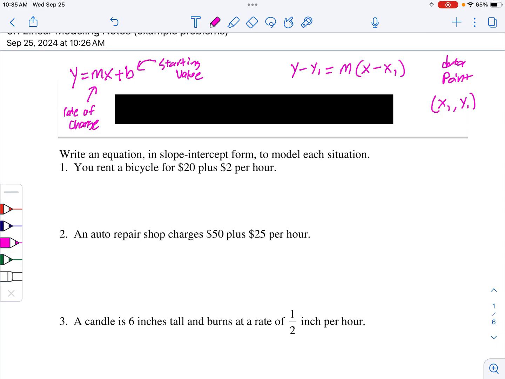Well, this would be a good example of using y equals mx plus b. Y equals our slope or rate of change, which is $2 per hour, so it's $2 per hour plus $20. And what we're saying here is y is going to be the total cost and x is going to be how many hours that you bike. That's somewhat implied here.